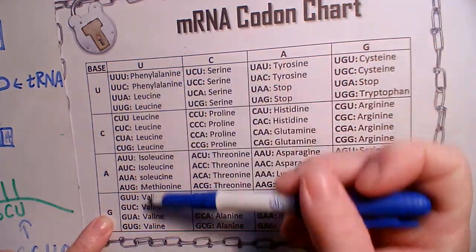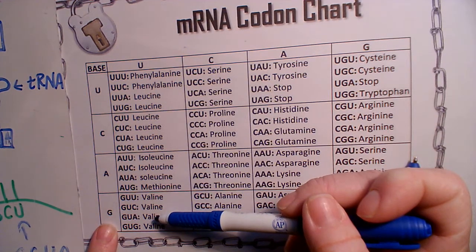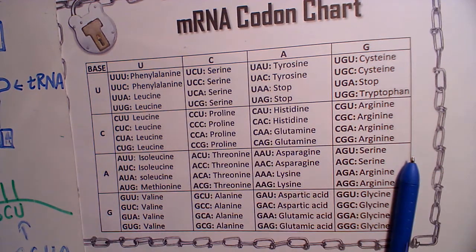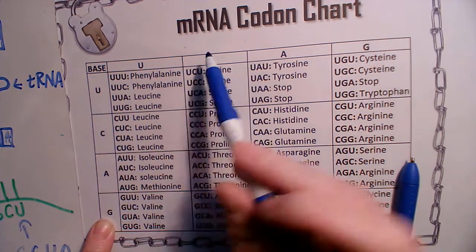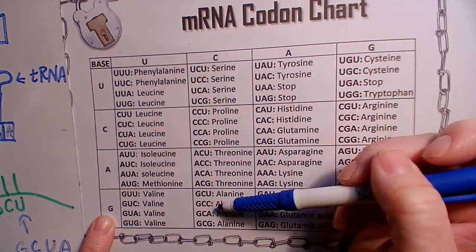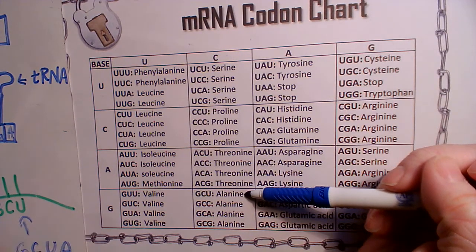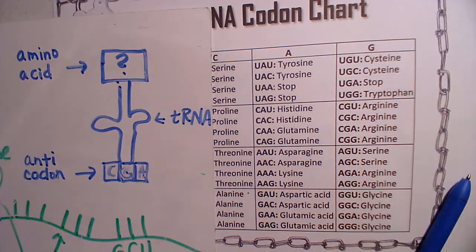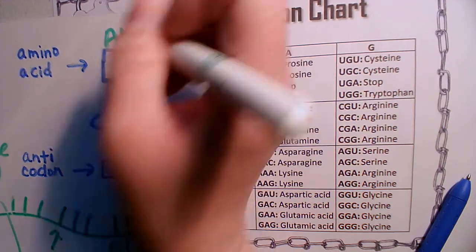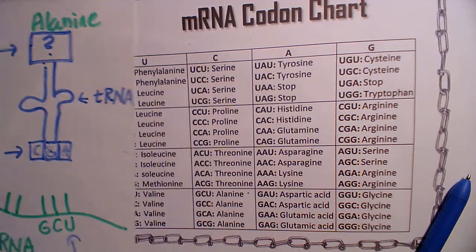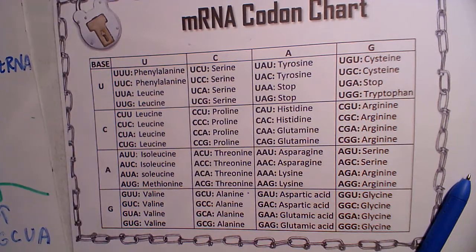So G and U. All right, now the last, I'm sorry, I did that wrong. It was GCU. My apologies. G and C. All right, so then GC and then U. So alanine. So the amino acid that we've got here is alanine.